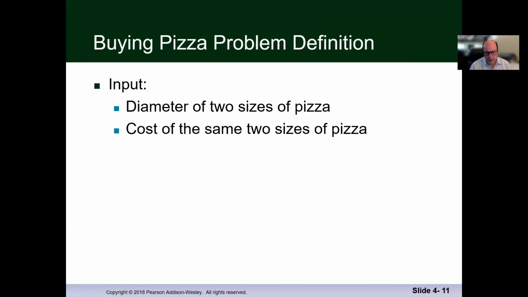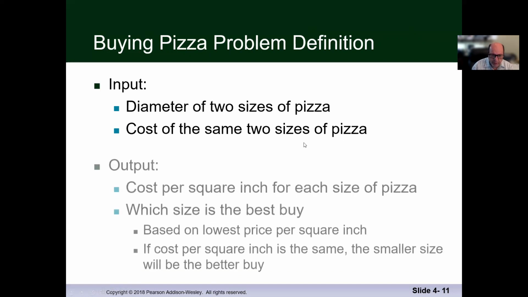So what is my whole program? We're going to take the whole program and break it down into smaller pieces. This is what you're doing in your design document. So what's coming into the program? The diameter of two sizes of pizza, a small one and a large one, for example. I need the diameter for each one of them. I need the cost of each pizza, and that will be the input coming into my program.